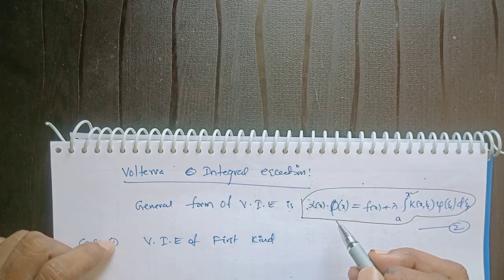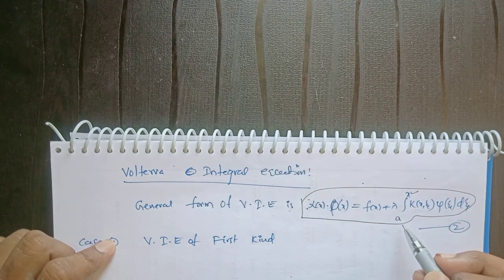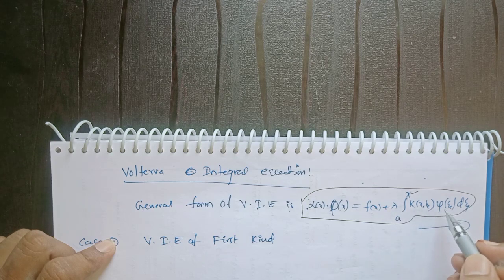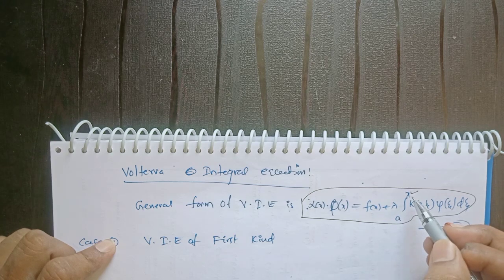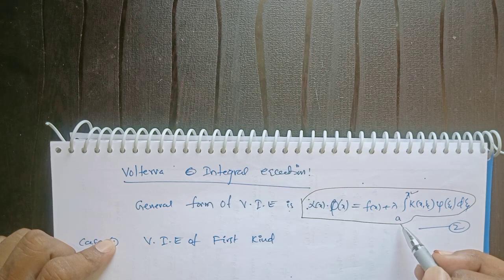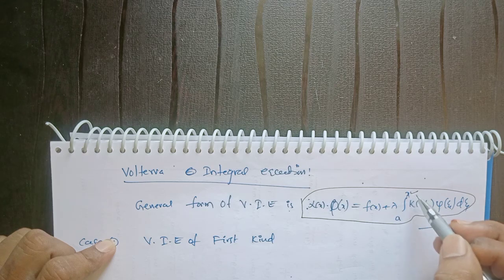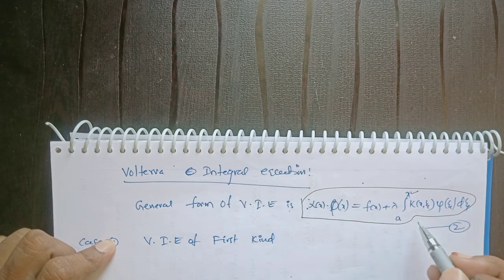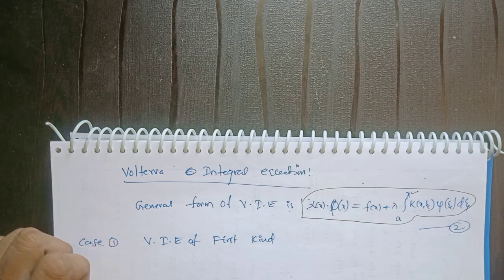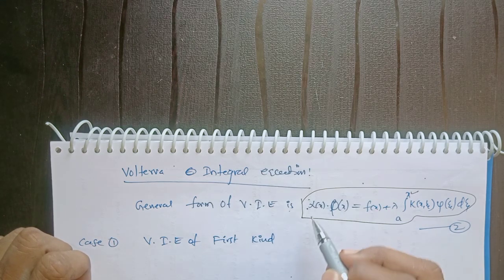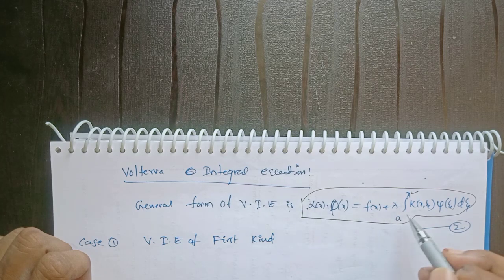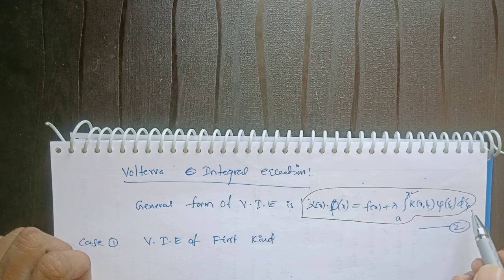The structure of the Volterra integral equation is this form: alpha x into phi of x is equal to f of x plus lambda times the integral from a to x of k of x, xi phi of xi d xi. If the lower limit is a constant and the upper limit is also a constant, then the integral equation is called a Fredholm integral equation. The most general form of the Fredholm integral equation is alpha x into phi of x is equal to f of x plus lambda times the integral from a to b of k of x, xi phi of xi d xi.